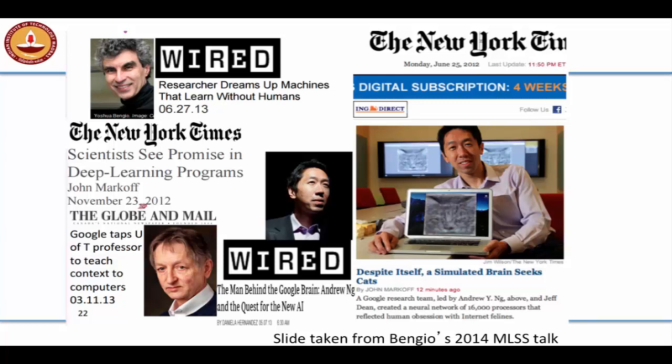So this again has revived a lot of hype in neural networks, or in deep networks as they are called. You can see the similarities to the news items that I had shown you from the 1959 thing: a simulated brain, can teach context to computers, machines that learn without humans, et cetera. So take what you read in newspapers with a pinch of salt. But again, there is significant renewed interest in deep networks, in neural networks, as there was in the 50s.